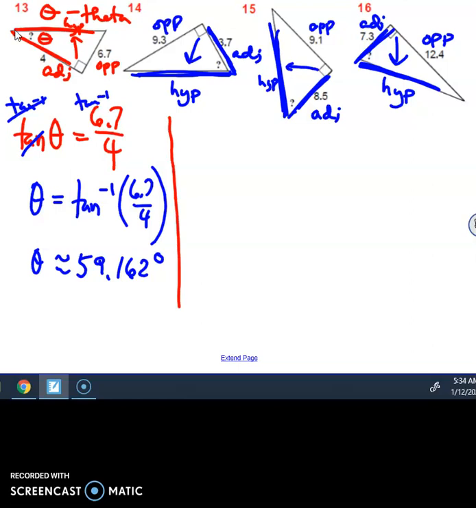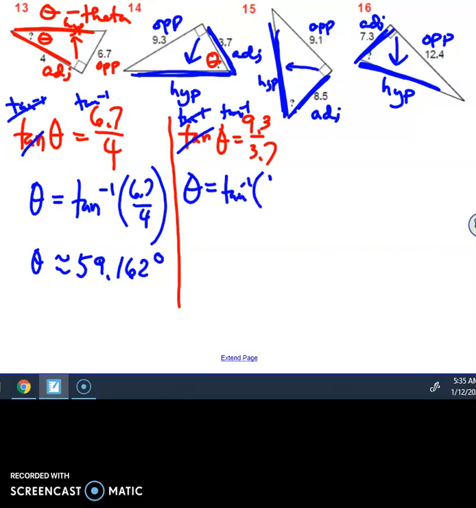In the next problem, it's going to be the tangent of my angle, again I use theta, equal to my opposite side over my adjacent side. So 9.3 divided by 3.7. I'm going to be doing inverse tangent to both sides to get rid of the tangent, so I have just theta. It becomes the inverse tangent of 9.3 divided by 3.7. The angle is approximately 68.305 degrees.